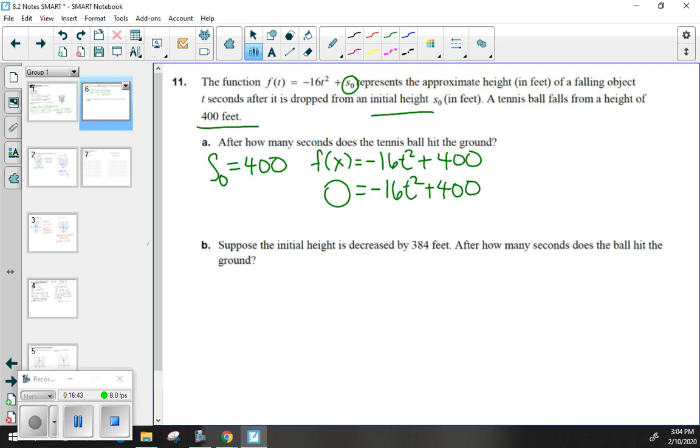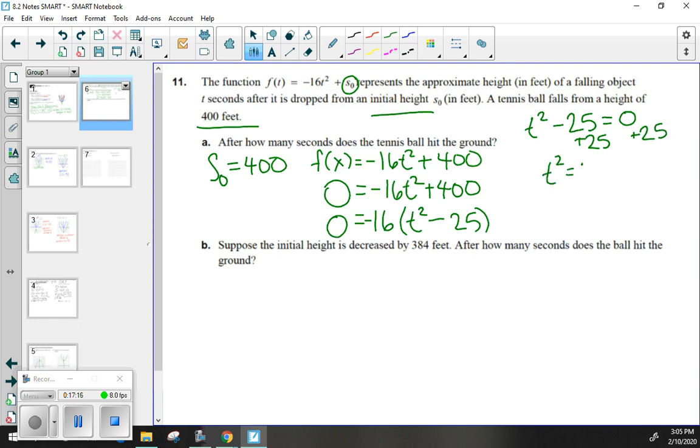First thing we're going to do is pull that GCF, which is going to be negative 16 in this case. That's going to give us t squared minus 25. And I'm going to do that with the square root method to solve. Set that equal to 0. Move that 25 over, which is going to give me t squared equals 25. Taking the square roots of both sides, I will get t equals plus or minus 5. However, with this problem, we know that it's a time problem, and we can't have negative 5 seconds, so our answer is 5 seconds.